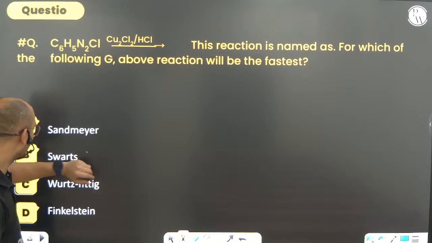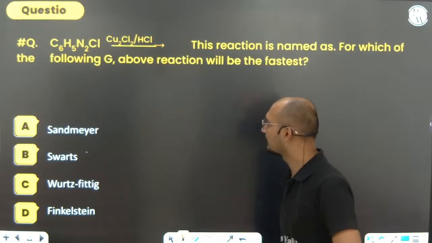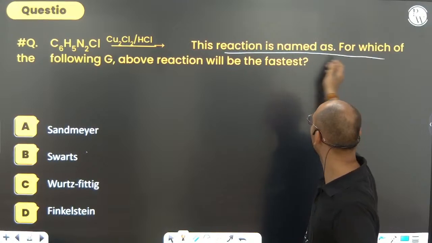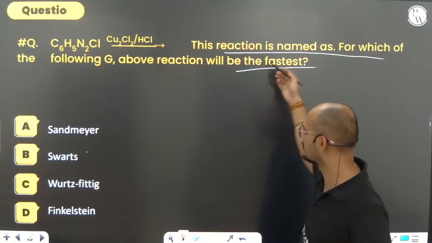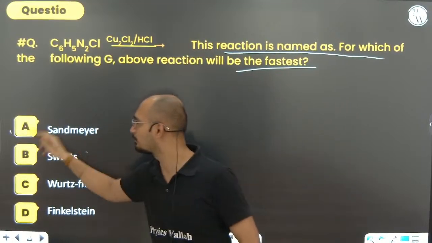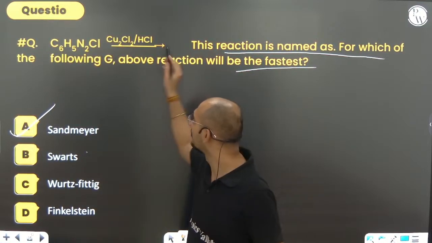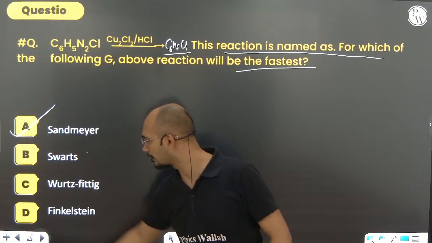चलो, now we are going to talk about this question. C6H5N2Cl, Cu2Cl2 plus HCl. This reaction is named as, for which of the following above reactions will be fastest? अब जरा खुद से सोचो. I think हम लोगों ने इसके लिए देखा है Sandmeyer. This is Sandmeyer reaction. ठीक है. इसमें क्या बन जाता है? C6H5Cl will be formed.